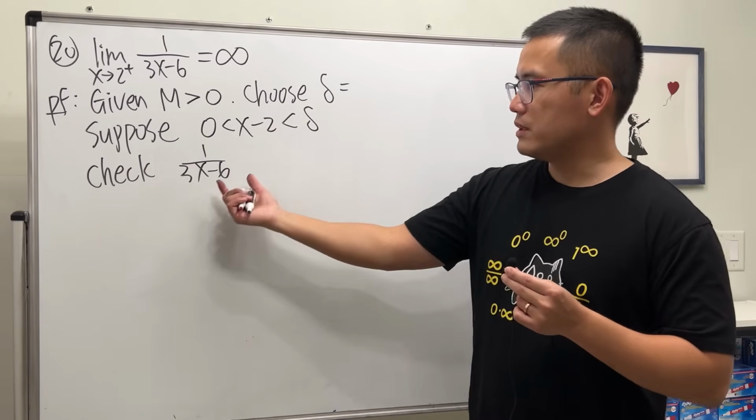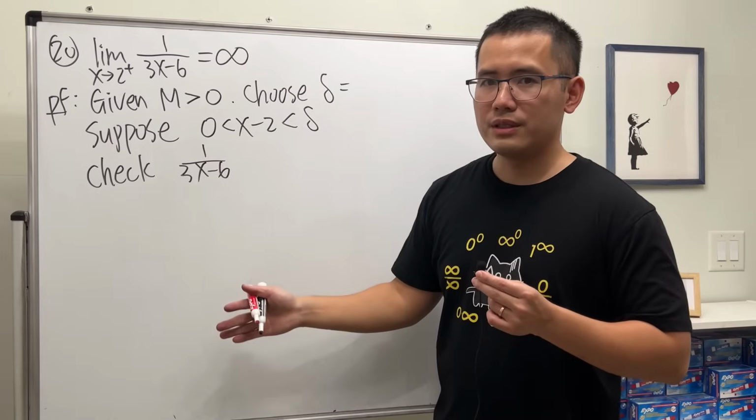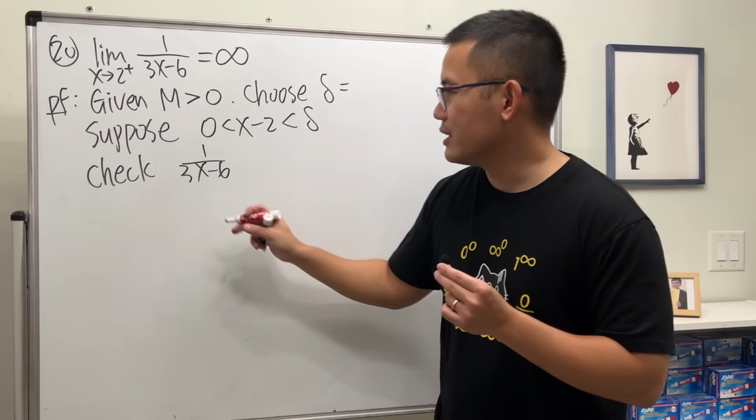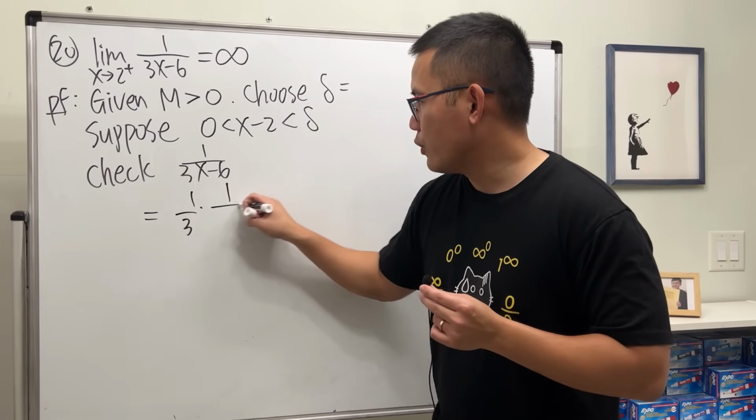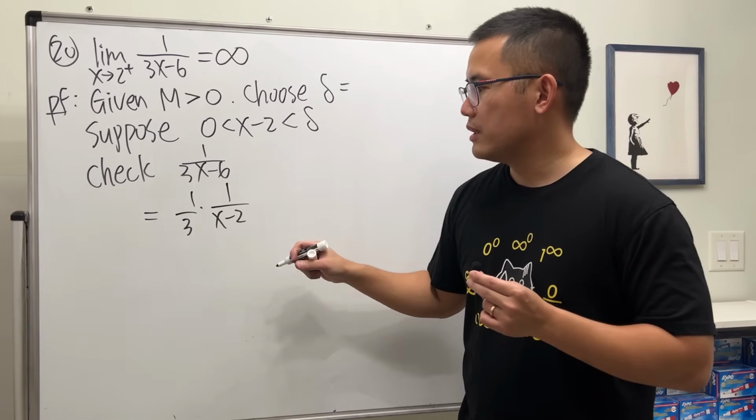Well, we better have the x minus 2. Don't just ignore all that stuff, right? Otherwise we cannot make the connection. So I'm going to just factor out the 3 right here. So we have 1/3, and then we have 1 over x minus 2.